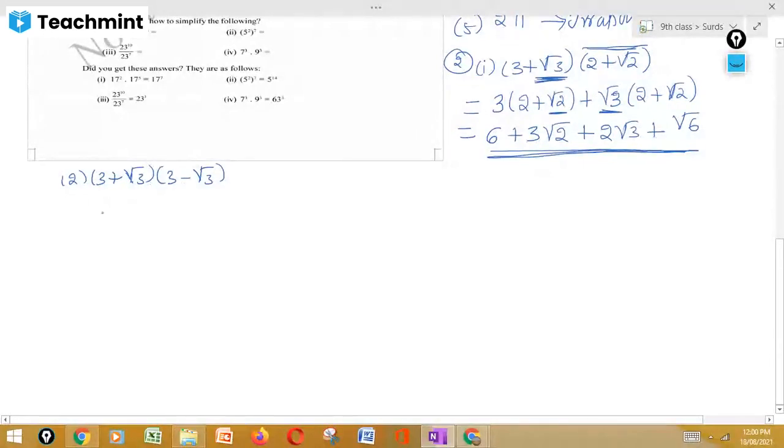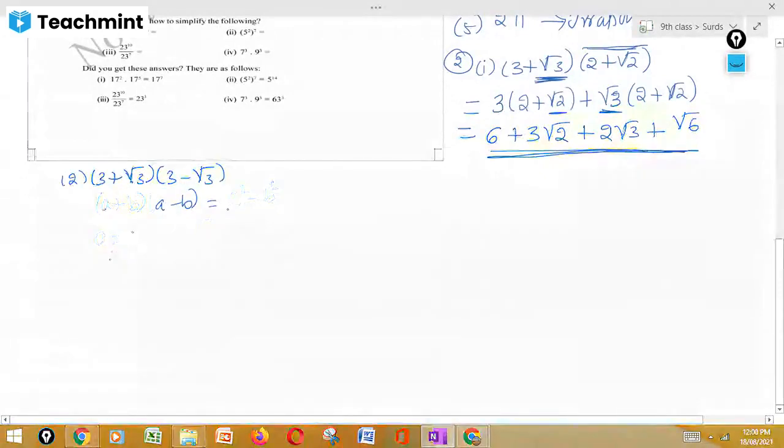Identity. If I have to use an identity, just write the identity first: A plus B into bracket of A minus B. What is your result? That is A square minus B square. So what is your A here? 3, sir. What is B? 3 square. Root 3, sir.